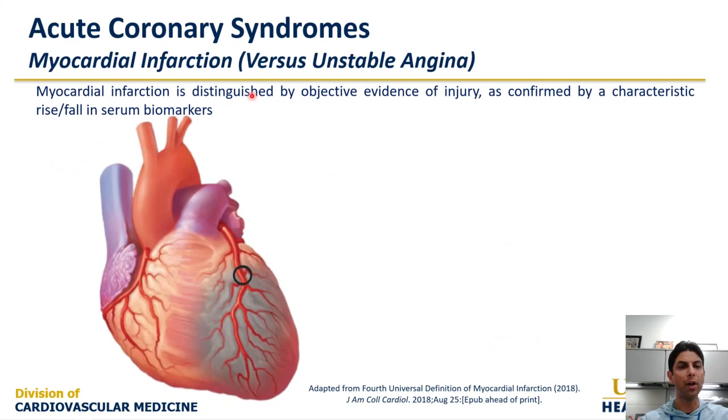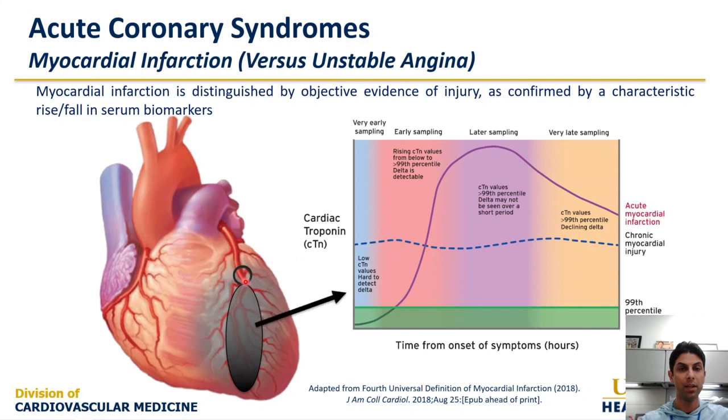So let's talk more about acute coronary syndromes in the context of a myocardial infarction as opposed to unstable angina. Myocardial infarction is distinguished by objective evidence of myocardial injury, as confirmed by a characteristic rise and fall in serum biomarkers. In terms of this hypothetical patient who has a high-grade lesion in the mid-left anterior descending artery, we would expect that the anterior wall would be affected. And so let's explore that in a little bit more detail.